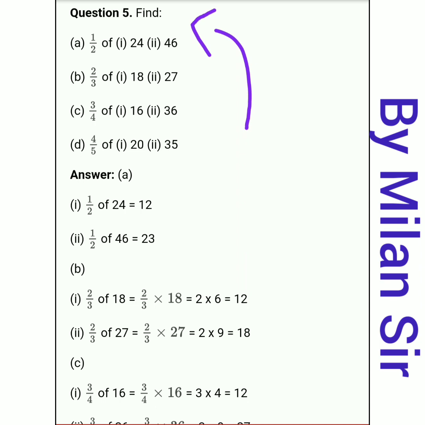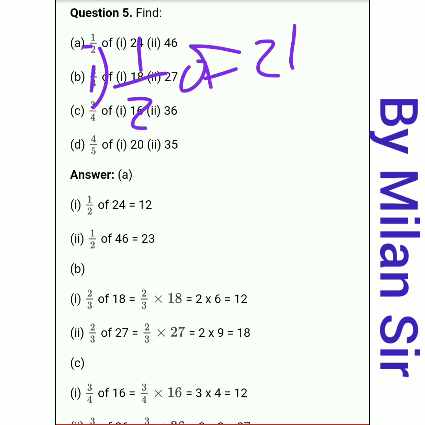First of all, read this question. Find now internally 4 questions A, B, C, D. Then A is 1 by 2 of, and again internally 2 questions: 24 and 46. That means our first question is 1 by 2 of 24. Now "of" means we need to multiply it. That means 1 by 2 of 24.